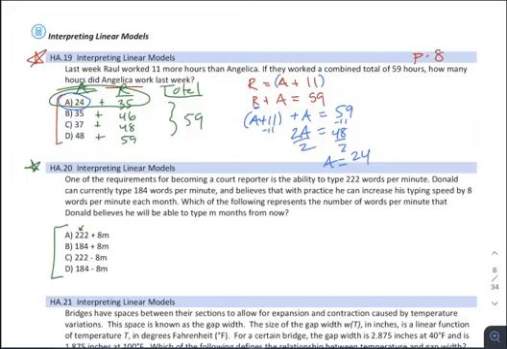What you need to see is what was the original words per minute, and then what's the rate of change? Well, we see that the rate of change is 8. You're either increasing or decreasing by 8 per month or per minute. And here you see it's an increase, so you can eliminate C and D. You're not decreasing your value.